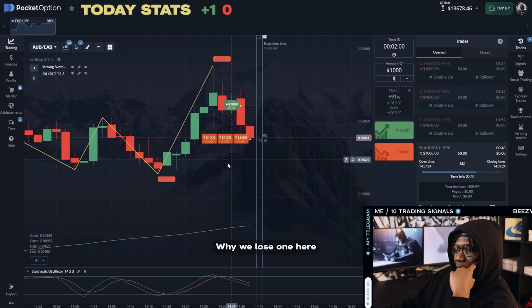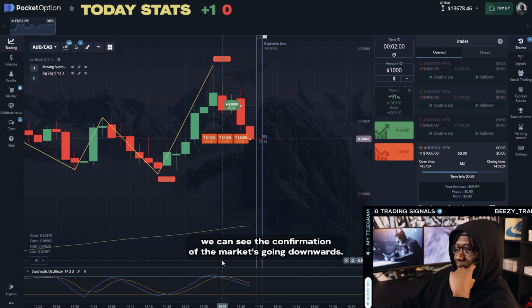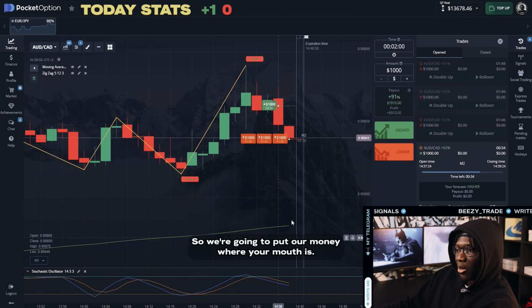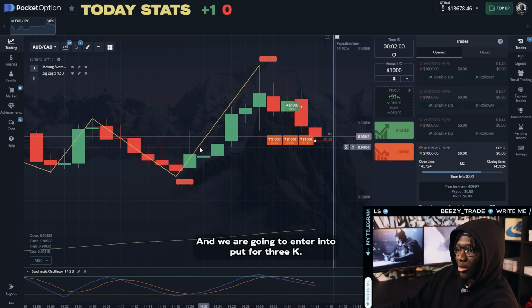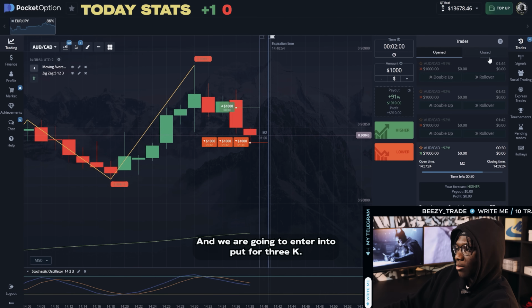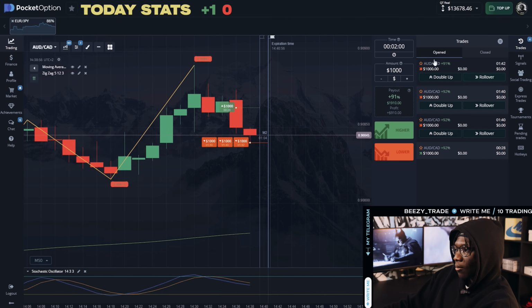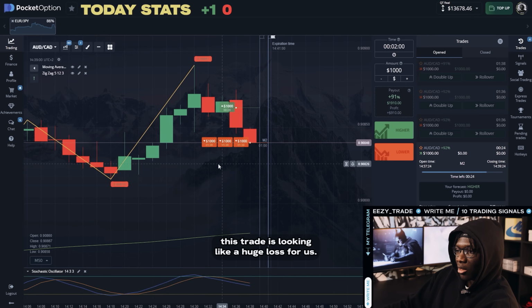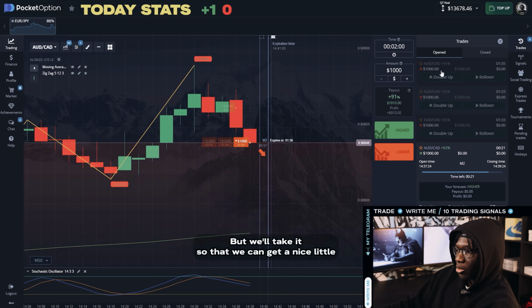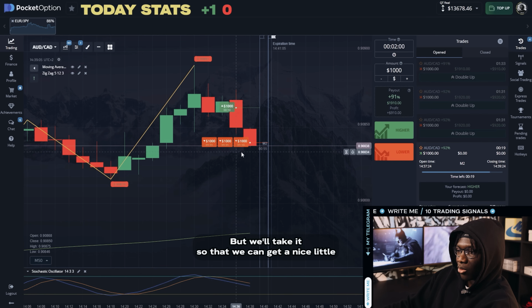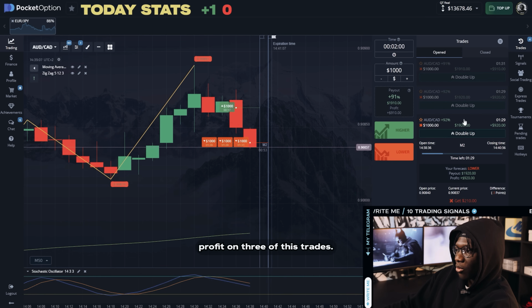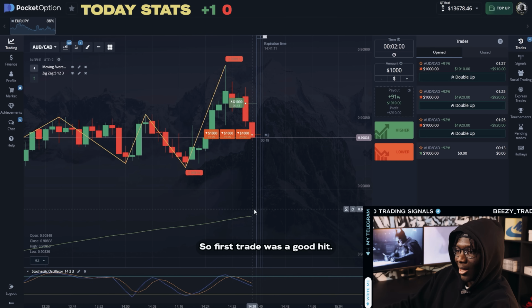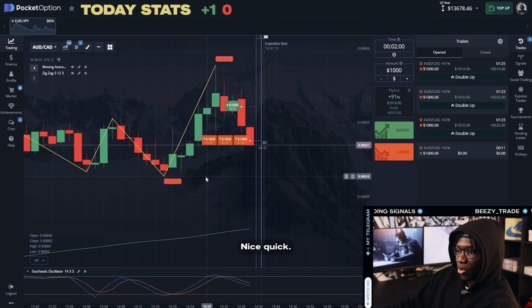While we'll lose one here, we can see the confirmation of the market going downwards. So we're going to put our money where our mouth is, and we are going to enter into a put for 3K. So right here, this trade is looking like a huge loss for us, but we'll take it so that we can get a nice little profit on 3 of these trades. So first trade was a good hit, nice, quick.